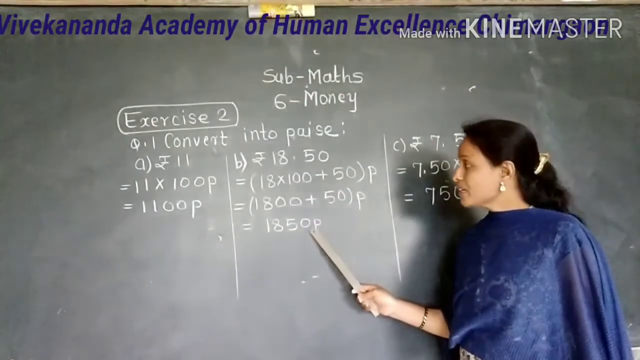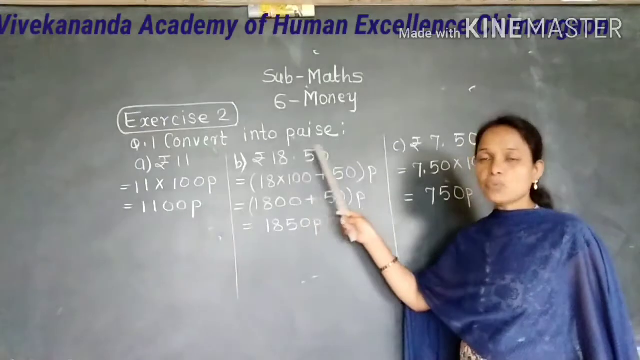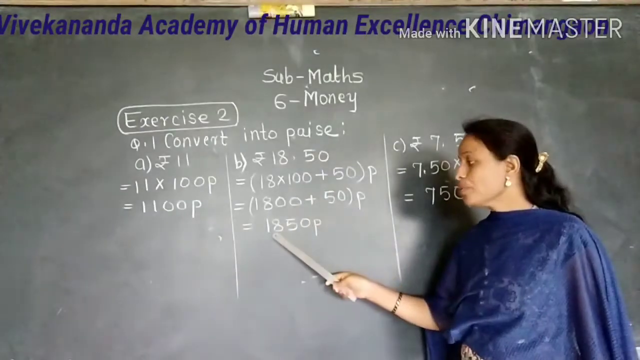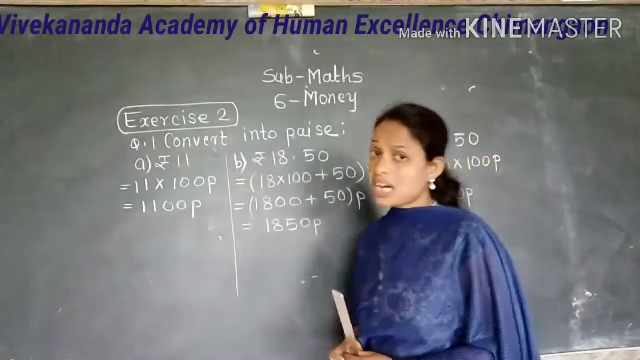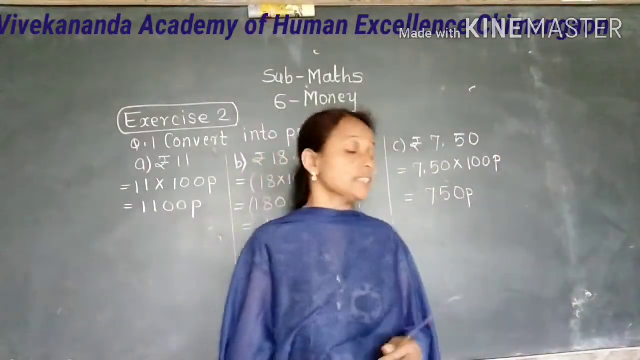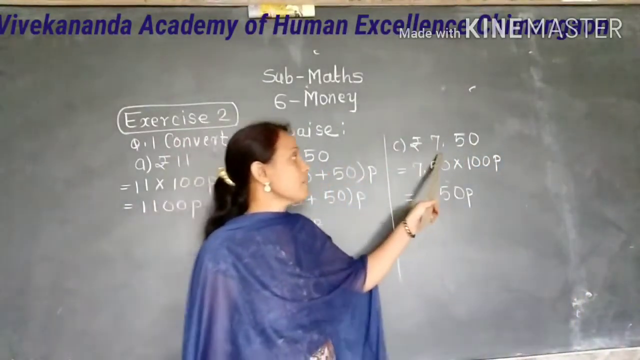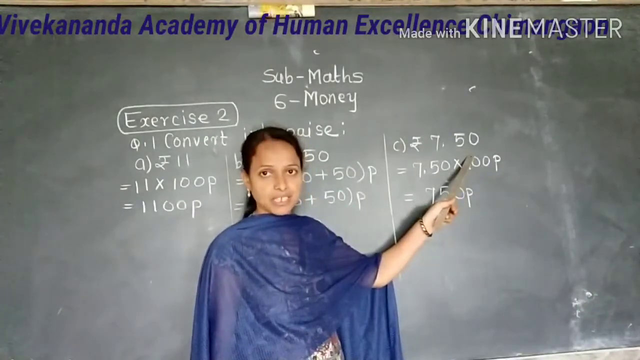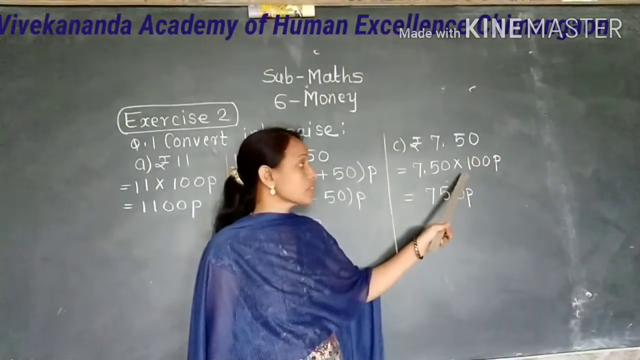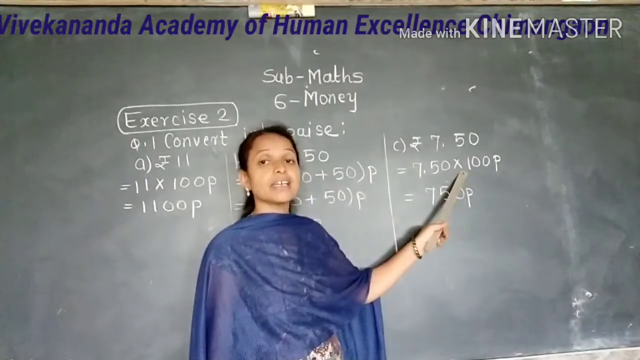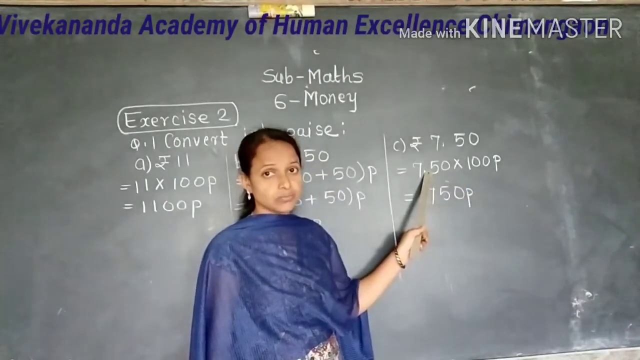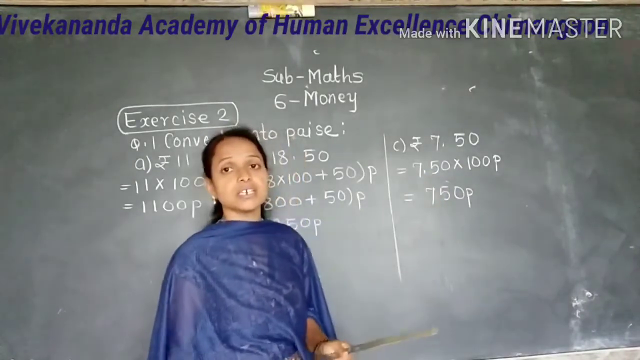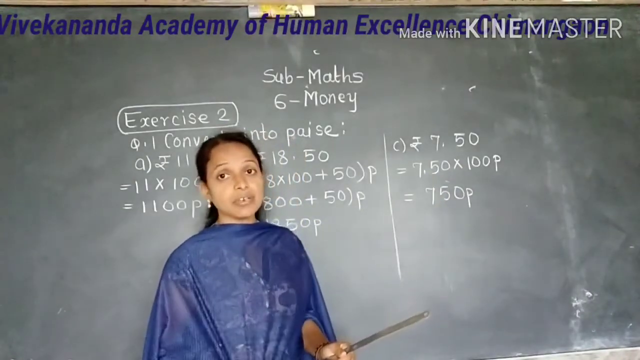In this way, here we convert 18 rupees 50 paise into 1,850 paise. Another method also you have learned. Next example, see 7 rupees 50 paise. So you have learned we have to multiply by 100 and remove the dot. When we convert rupees into paise, at that time remove the dot.